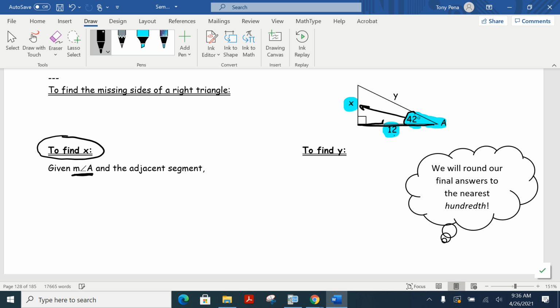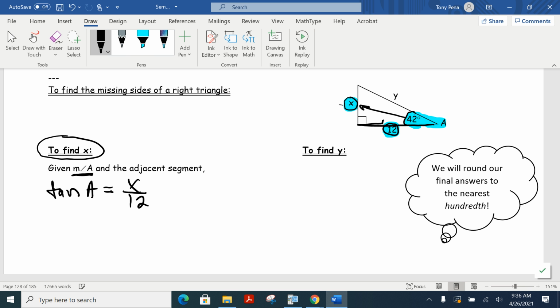So if angle A is the variable I'm trying to solve for, the side I'm solving for is the opposite, and the side that I know is the adjacent. Opposite and adjacent tell us that we want to deal with the tangent, the TOA part of SOHCAHTOA. Instead of doing the tangent of angle A equals x over 12, because this is the opposite side over the 12, this is what we've been doing.